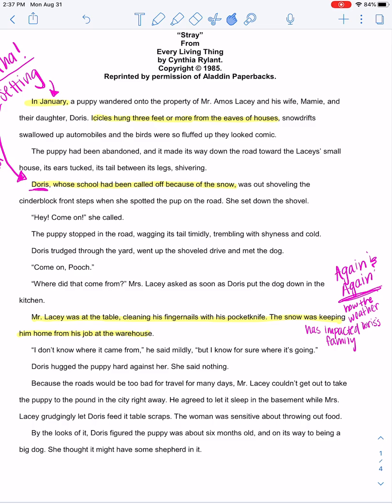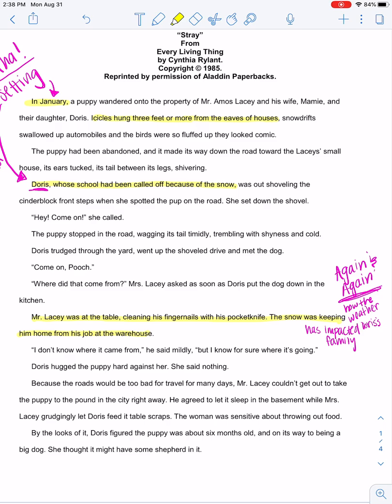I don't know where it came from, he said mildly, but I know for sure where it's going. Doris hugged the puppy hard against her. She said nothing. Because the roads would be too bad for travel for many days, Mr. Lacey couldn't get out to take the puppy to the pound in the city right away. He agreed to let it sleep in the basement, while Mrs. Lacey grudgingly let Doris feed it table scraps. The woman was sensitive about throwing out food. By the looks of it, Doris figured the puppy was about 6 months old and on its way to being a big dog. She thought it might have some shepherd in it.